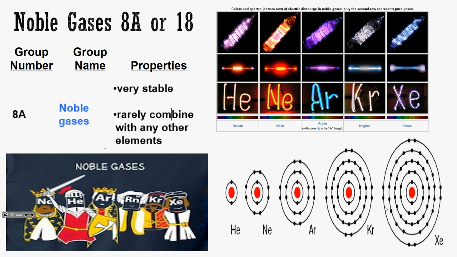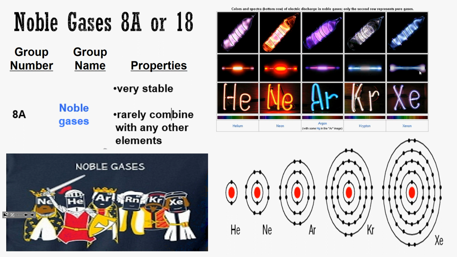Okay, this is the fourth video of chapter 2. We're still talking about families. This family is known as a noble gas. It's either 8A or 18. And you'll notice they all are gases. They were originally thought to be inert, but some of them can react with other elements if they're forced to.